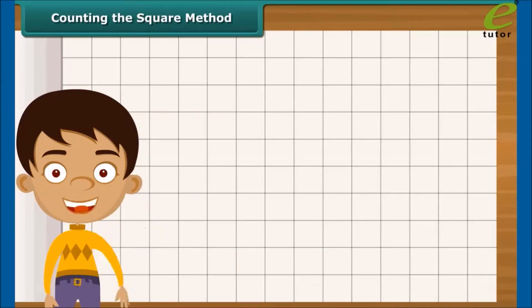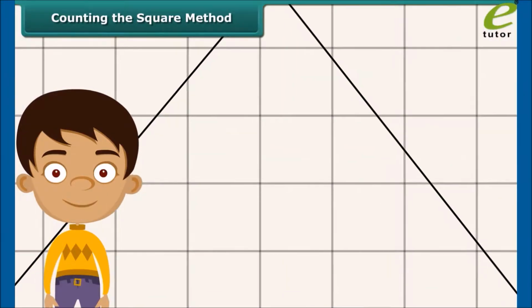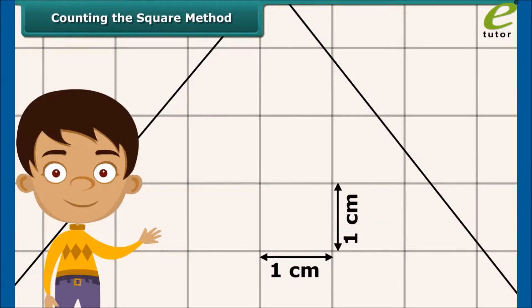Now let us calculate area with the help of a simple method. It is known as the counting the squares method. Draw the triangle on the squared paper. Each square has a side of 1 centimeter.